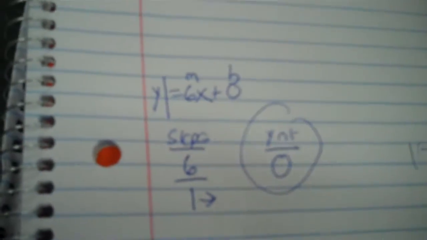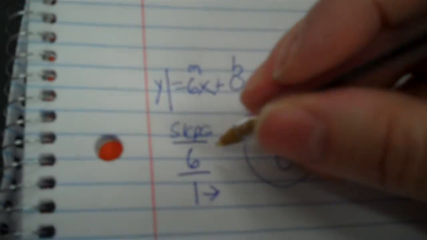Okay. Then I need to go forward 1, just make a little tick mark there, and up 6. So I need to go 1, 2, 3, 4, 5, 6. So up 6 over 1. Okay. Draw the arrows so you know what direction you're going.